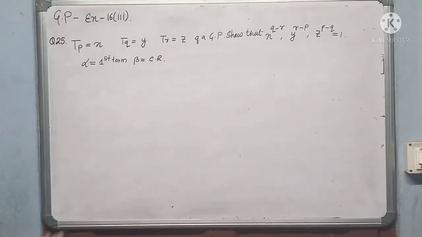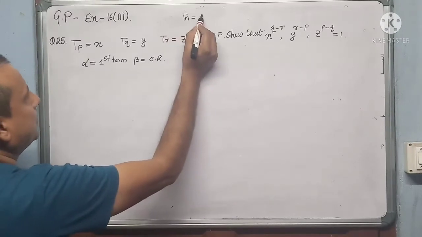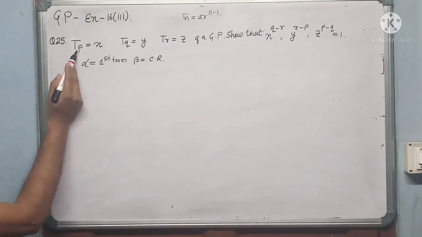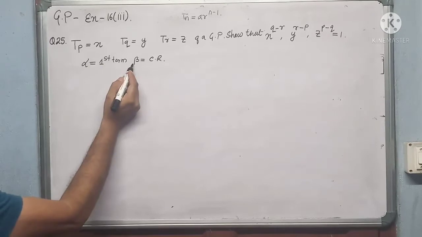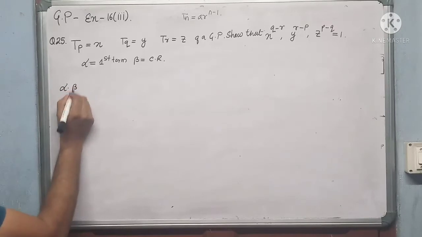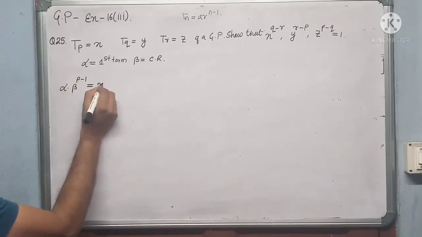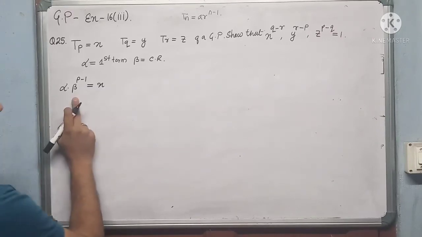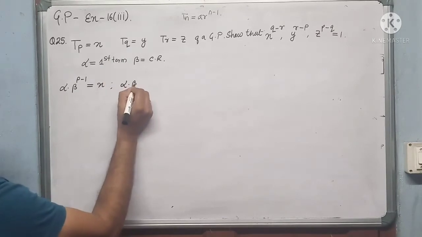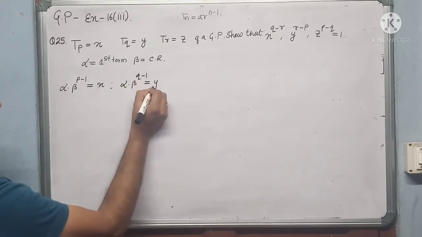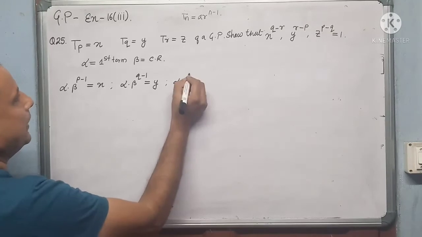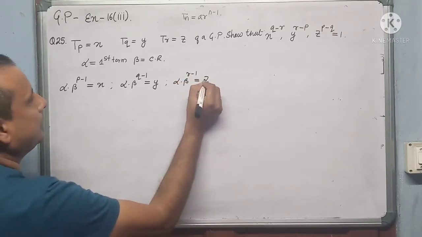Then the Tn term formula that I'm going to use is Tn equals a r to the power n minus 1. Now how to calculate that? Then Tp means n is p. The first term is alpha, the common ratio is beta, and the nth term is p. So Tp equals alpha into beta to the power p minus 1 equals x. Then the Tq term equals alpha into beta to the power q minus 1 equals y. Then the Tr term will be alpha into beta to the power r minus 1 equals z.